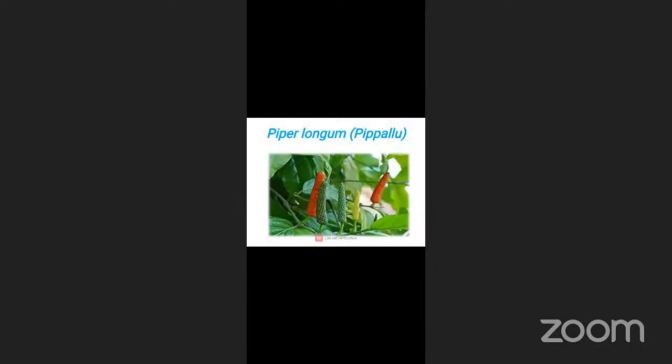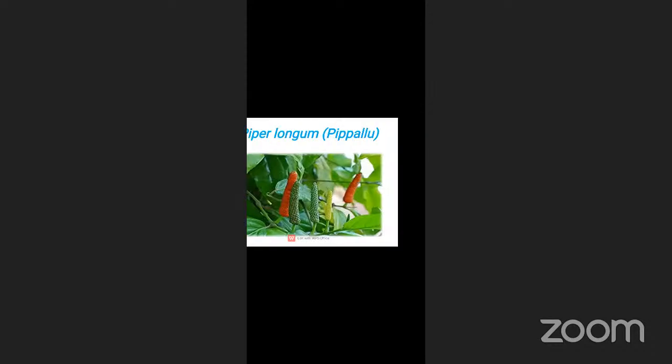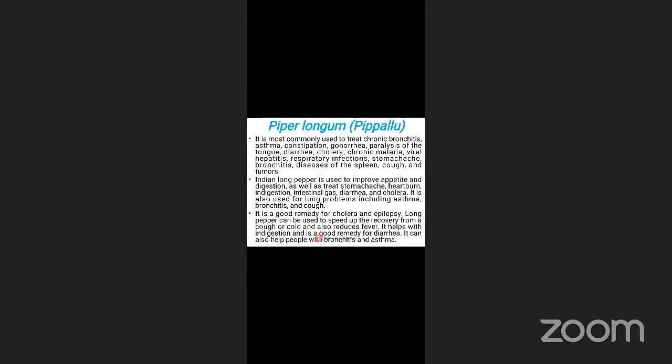It is also believed to have a calming effect on the mind, and it is often used in meditation and spiritual practices. So the next one is Piper longum, that is Pippali. Piper longum is most commonly used to treat chronic bronchitis, asthma, gonorrhea, diarrhea, cholera, etc.